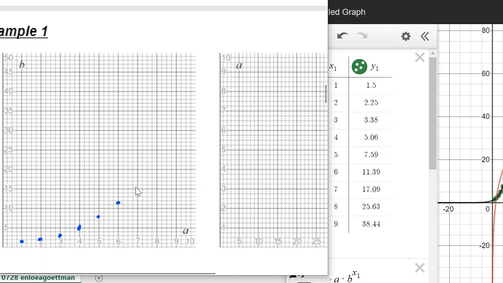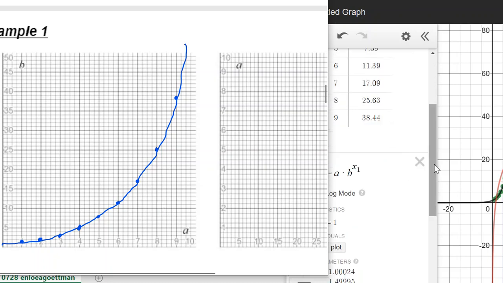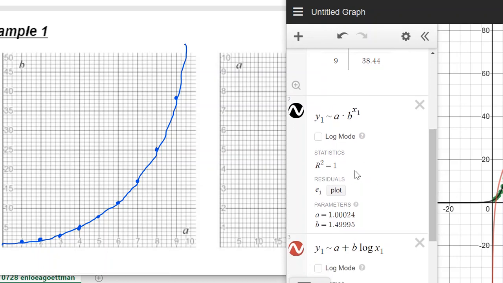Next one's 17.09, 25 point something, and 38 point something. And so I can see my curve here going up like that. That is a classic exponential curve. But then again, our exponential curve had an r-squared value of 1, which means it's dead on.